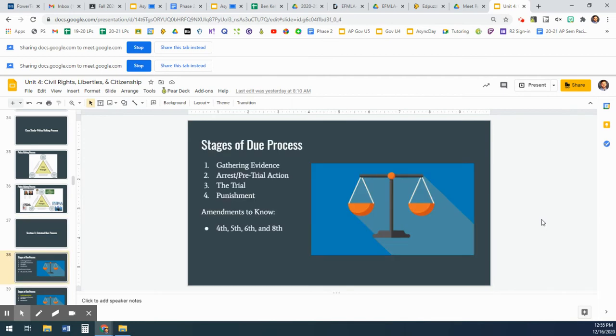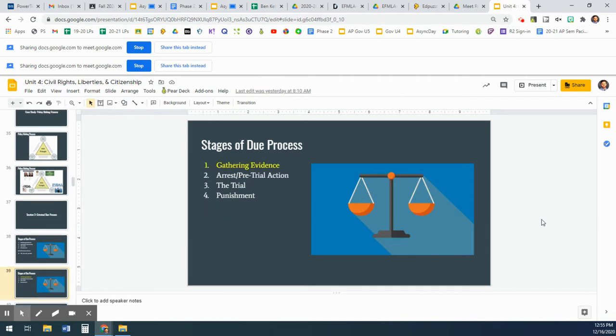All right, so there are four stages of the due process, and they kind of go in order with the Bill of Rights. Usually regarding the gathering of evidence, we deal with the Fourth Amendment, which we're going to talk about first. As far as arrest and the pretrial, that also deals with the Fourth, but also the Fifth Amendment. The trial itself deals with the Sixth Amendment. And then finally, being punished for it deals with the Eighth Amendment. These are the four stages of due process.